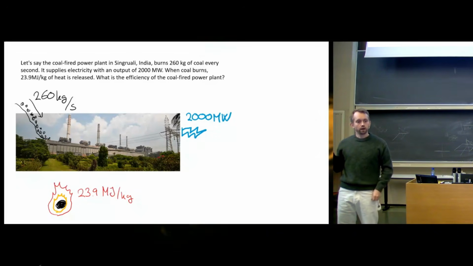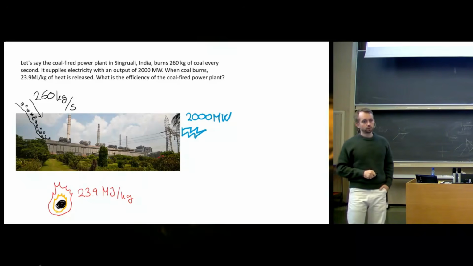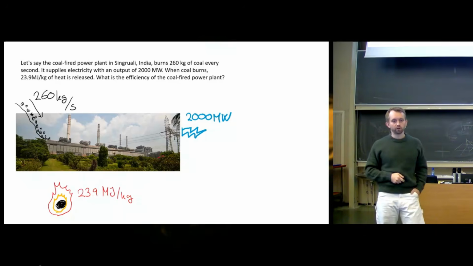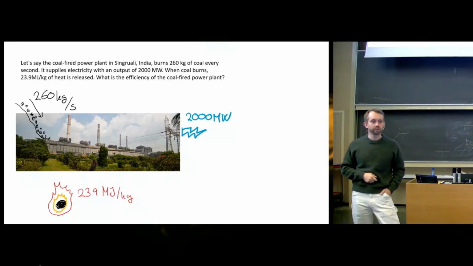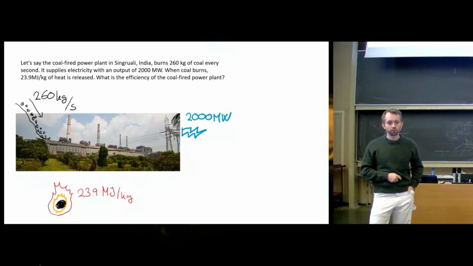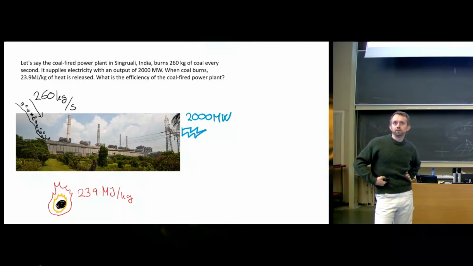Now, here's a task for you to quickly do. Let's say a coal-fired power plant in India burns 200 kilograms of coal every second. It supplies electricity with an output of 200 megawatts. When coal burns, it releases this amount of heat. What is the efficiency of this coal power plant? I'll give you 30 seconds to solve this exercise.